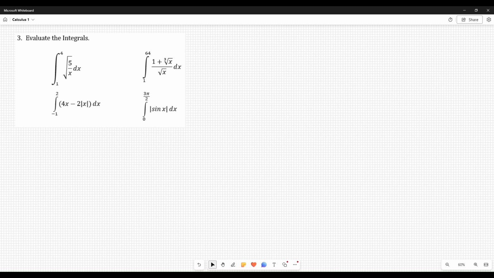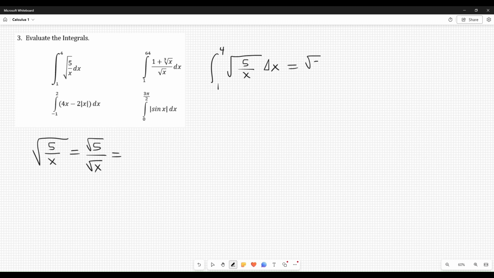Okay, evaluate the integrals. The first one is the integral from 1 to 4 of square root 5 over x dx. You separate the big square root: square root 5 is a constant, divided by square root x. The constant goes outside, square root 5, integral from 1 to 4, and this is x to the negative 1/2 dx.